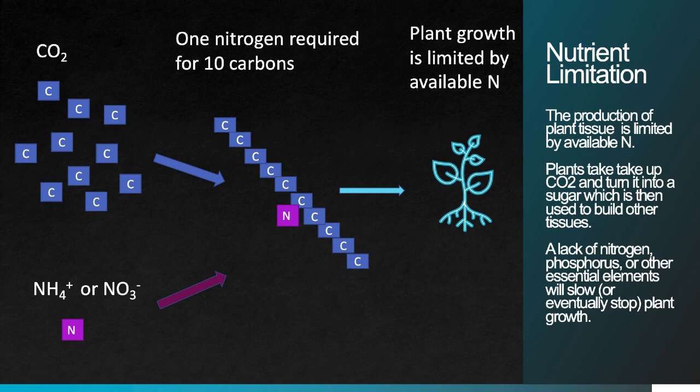So imagine a circumstance where a plant has access to plenty of atmospheric CO2, plenty of water, plenty of phosphorus, potassium, and other essential elements, but not enough nitrogen. In this case, growth will slow or perhaps even stop because the nitrogen is unavailable to assemble these tissues.